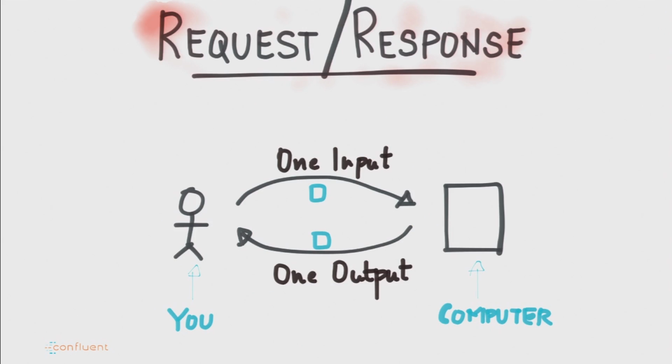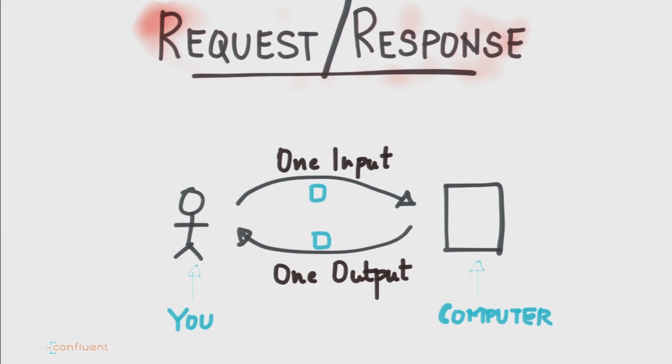So the first is the request-response type system. Request-response systems are synchronous and tightly coupled. The idea here is you have one input, which might be an actual request for data, or it might be submitting data. And a single response comes back, and you block on that response coming back.